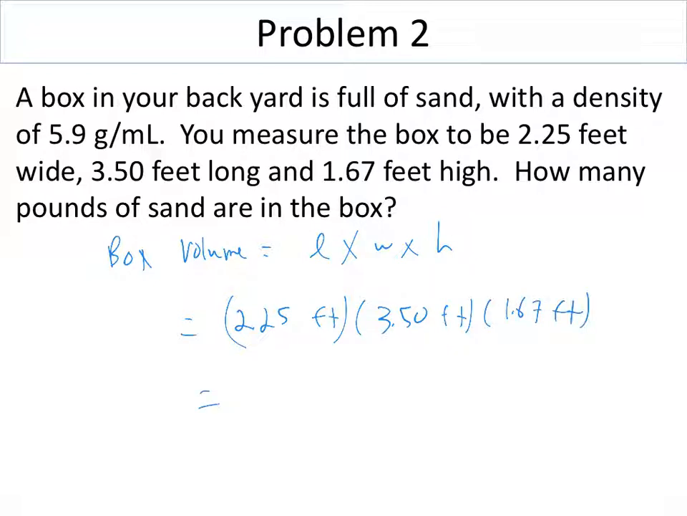And I didn't necessarily put that in the order of length times width times height. I just knew that I needed to multiply all 3. So 2.25 times 3.5 times 1.67. I get 13.15 feet cubed as the volume. I'm keeping 4 significant figures here, even though I only need 3 for this answer, because I want to just keep extra significant figures until the end.